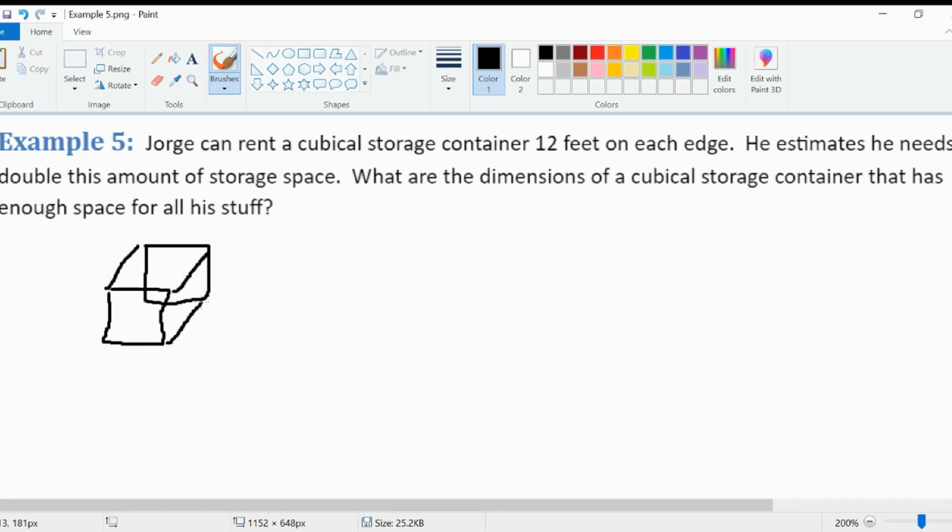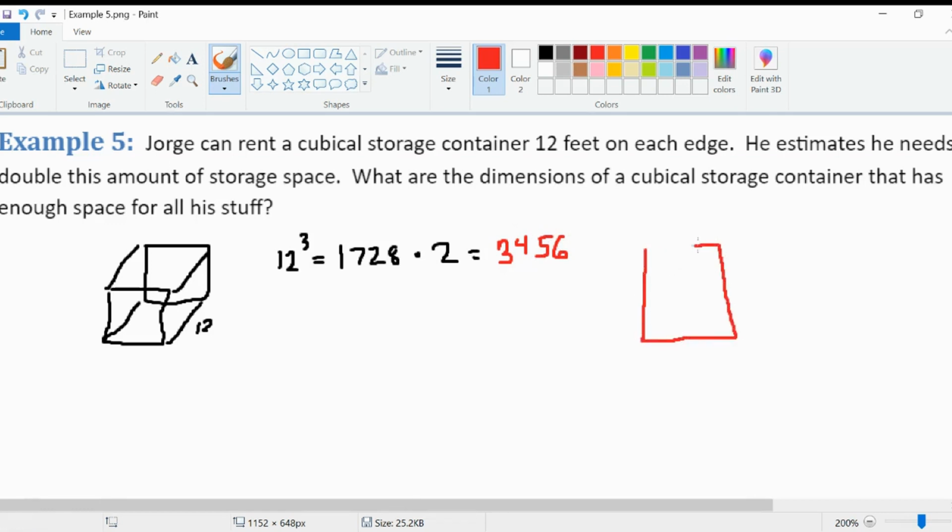So we can just draw a little picture of that. And right now, his cube is 12 on a side. So if it's got 12 feet on each side, its volume is going to be 12 times 12 times 12, which is 1,728, which is basically 12 to the third power. Well, that's not enough storage for him, so he needs to double that. So if we take that and times it by 2, the storage that he needs is 3,456. So his new container needs to have double the volume.